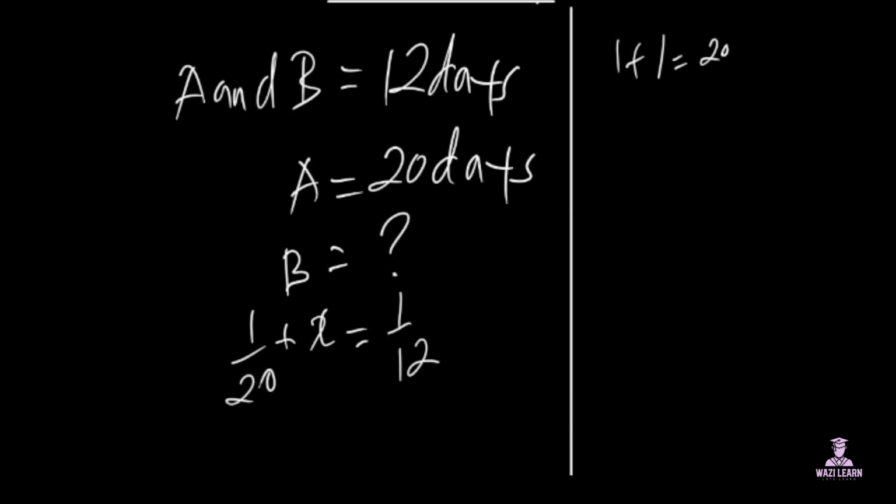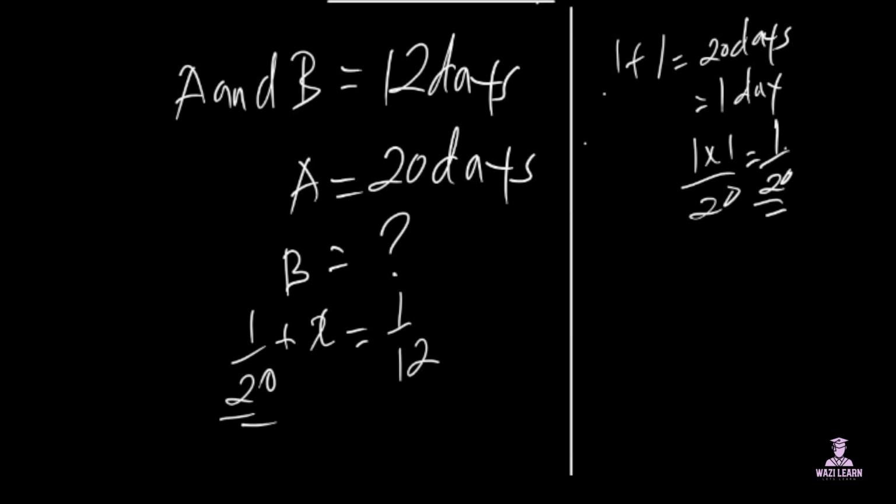What about in one day? So I'll just take 1 times 1 over 20. So we'll take 1 over 20 of the work. So that is how I get my 1 over 20.